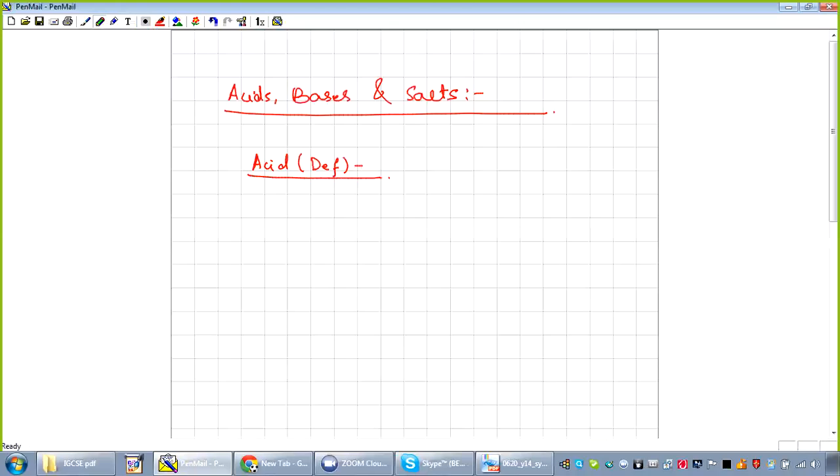In your lower classes, you have done some of the properties of acids, and on the basis of that, you had defined acids. Acid is any substance that is sour in taste and turns blue litmus red. But this definition will not be accepted in class 10. As per the definition of acids, any substance that is dissolved in water is going to form hydrogen ions.